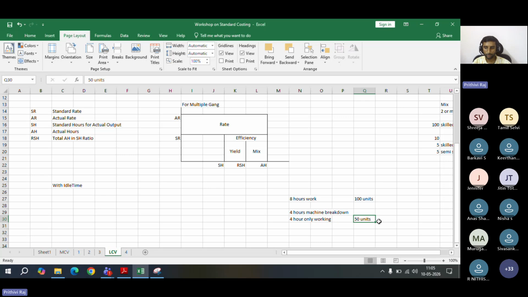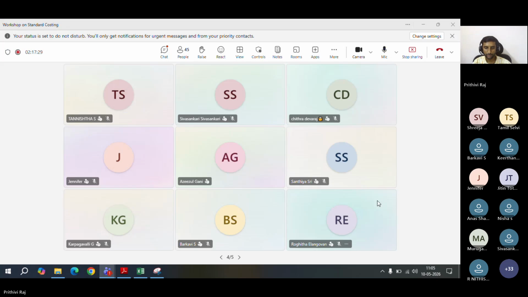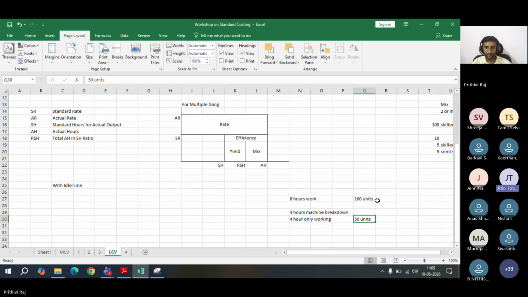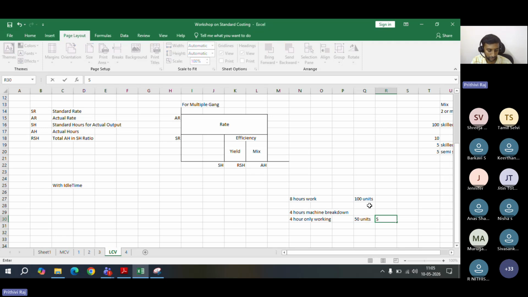So the person who said 100%, why 100%? Because the standard for 8 hours is 100 units, sir. So the standard unit production for 4 hours would be 50 units. And since we produced 50 units, the efficiency rate would be 100%. So this is the actual hours worked, the hours you worked, correct? So the efficiency you are calculating is on hours worked.